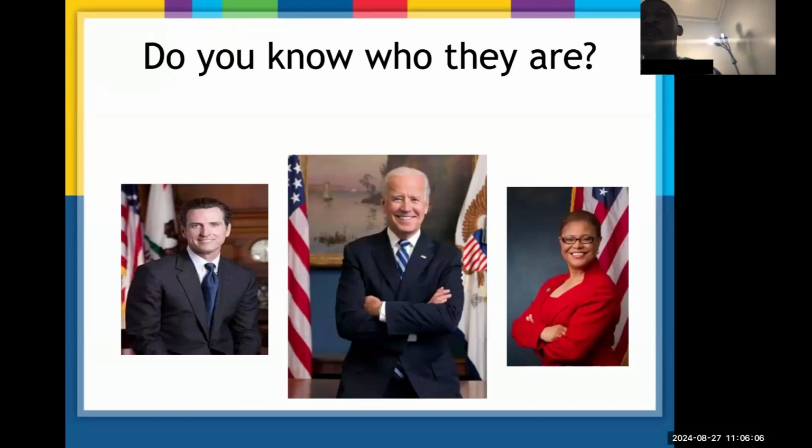Do you know who these people are? The person on the left is the governor of California. His name is Gavin Newsom. The person in the center is the US president. His name is Joe Biden. And the person on the right is Karen Bass. She's the mayor of Los Angeles. All three people were elected. They got their jobs because people voted for them.